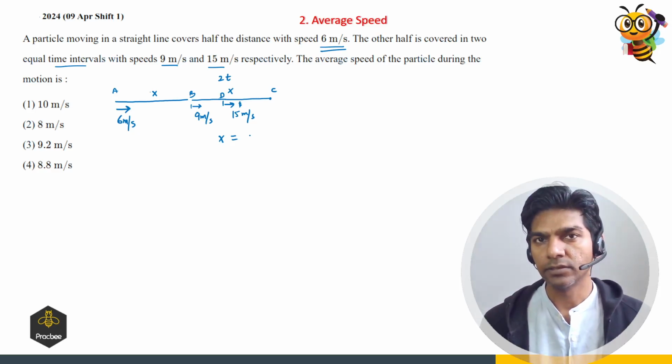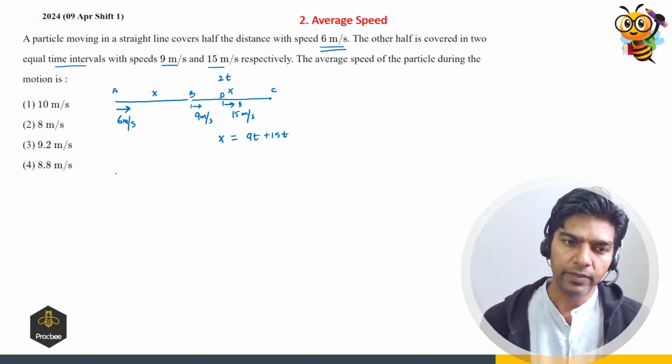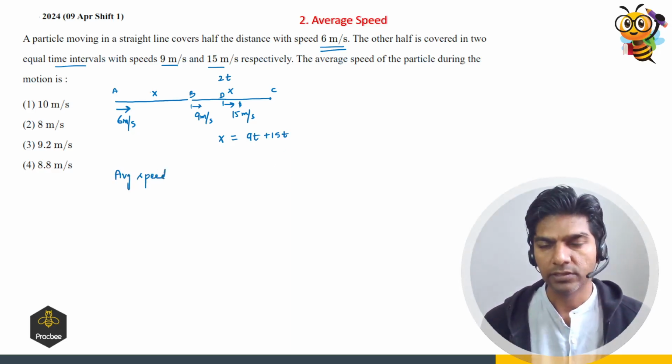X is distance, which is speed into time, right? So it will be 9t plus 15t. So this will give us the relation between x and t. Now we have to find the average speed for the entire trip. So average speed is the total distance upon total time.